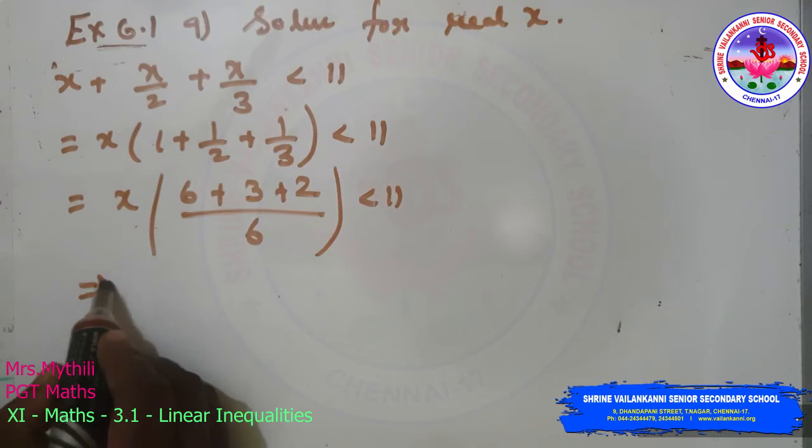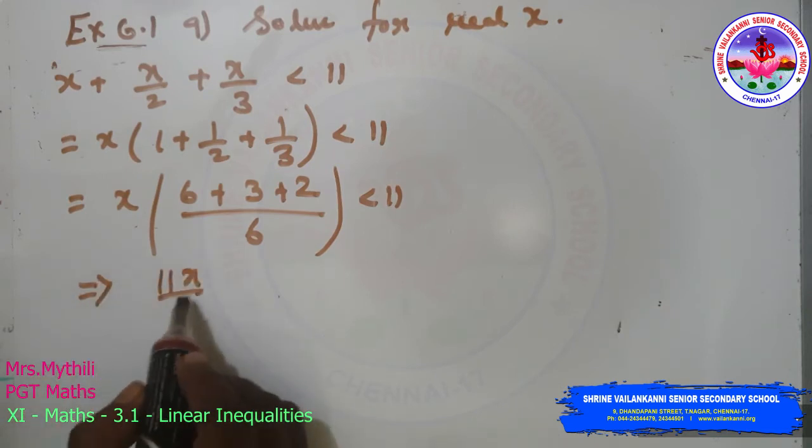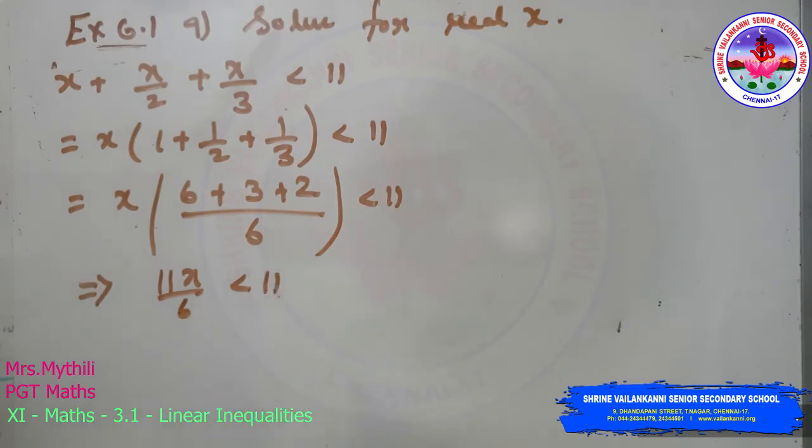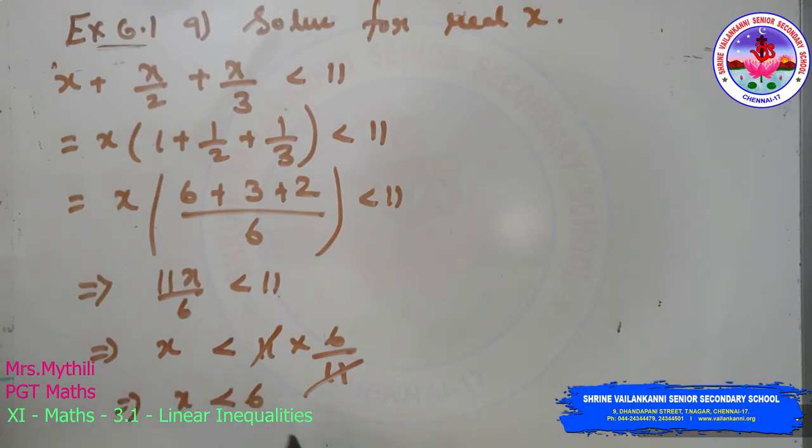So we get 11x/6 which is less than 11. Now dividing by 11 and multiplying by 6, that is multiplying by 6/11 on both sides, we get x less than 11 times 6/11. Cancelling 11, we get x is less than 6. Thus all real numbers x which are less than 6 are the solutions of the given inequality. The solution set of the given inequality is (-infinity, 6).